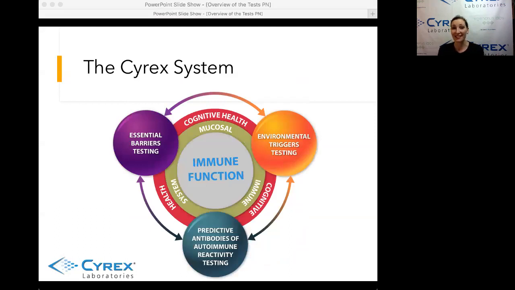The Cyrex system is comprised of three integrated categories for assessing autoimmunity once it's been established, or in order to detect it early in the patient that you're working with. So we look at antibodies to tissue, which is a hallmark of autoimmunity. The loss of tolerance to self-tissue is identified with antibodies to that tissue.